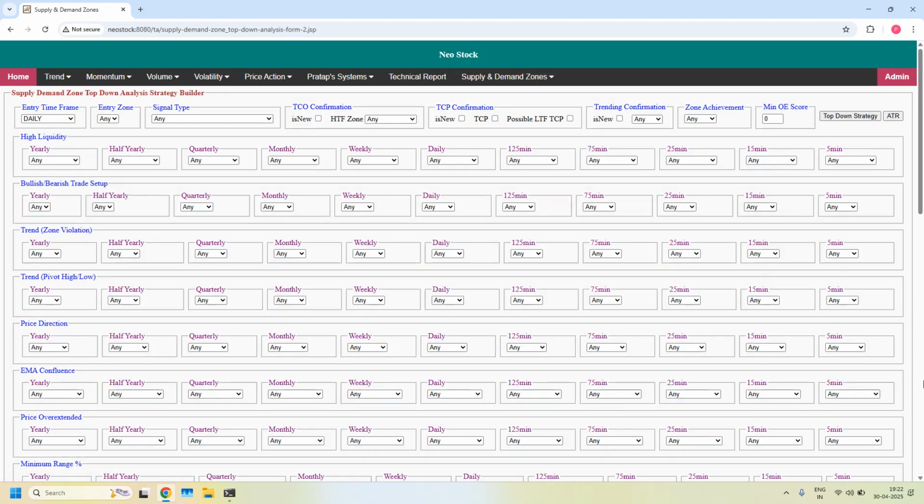Next we will look into bullish and bearish trade setups for monthly, weekly, daily and hourly income trades. Starting with bullish trade setup for monthly income trade, entry time frame daily, entry zone demand zone, bullish or bearish trade setup at a daily time frame. I am selecting bullish. Zone achievement violated opposing zone. Minimum odd enhanced score 12.